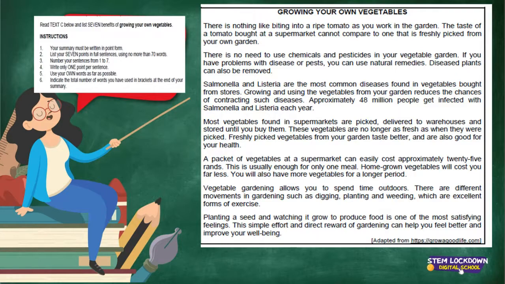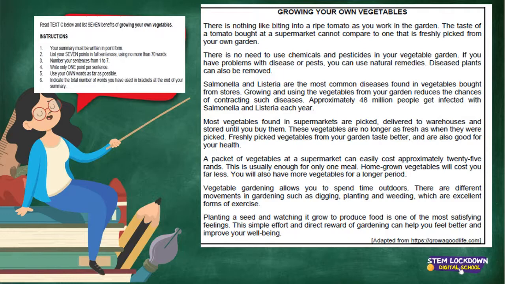And in your working question, you have to ask yourself now, one, what is the benefit of growing my own vegetables? You read. Ask that question. If you have an answer, write it down or take it as a quotation, then later on rephrase it into a fact. So there's nothing like biting into a ripe tomato as you work in the garden. The taste of a tomato bought at a supermarket cannot compare to one that is freshly picked from your garden.